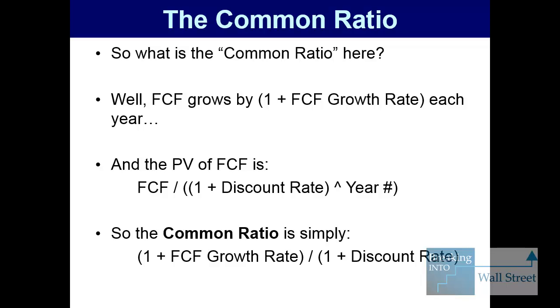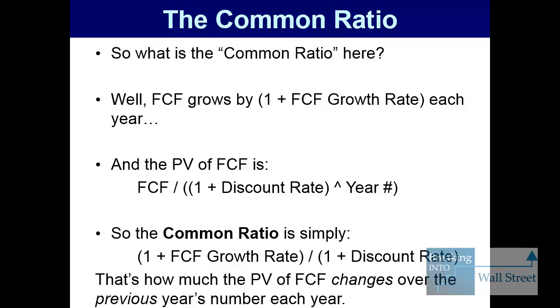What that means is that every single year, to find the present value of free cash flow in the next year, we multiply this year's term by this number, 1 plus the growth rate divided by 1 plus the discount rate. So over time, our free cash flows are going to keep growing, but the present value of those free cash flows each year is going to be shrinking because of the discount rate, because money today is worth more than money tomorrow.